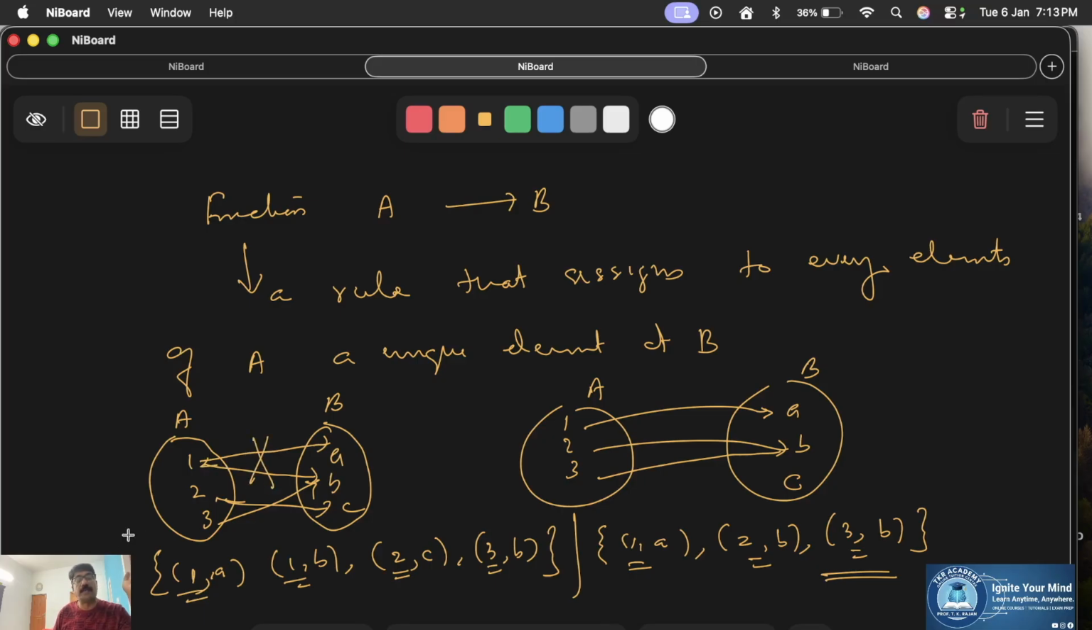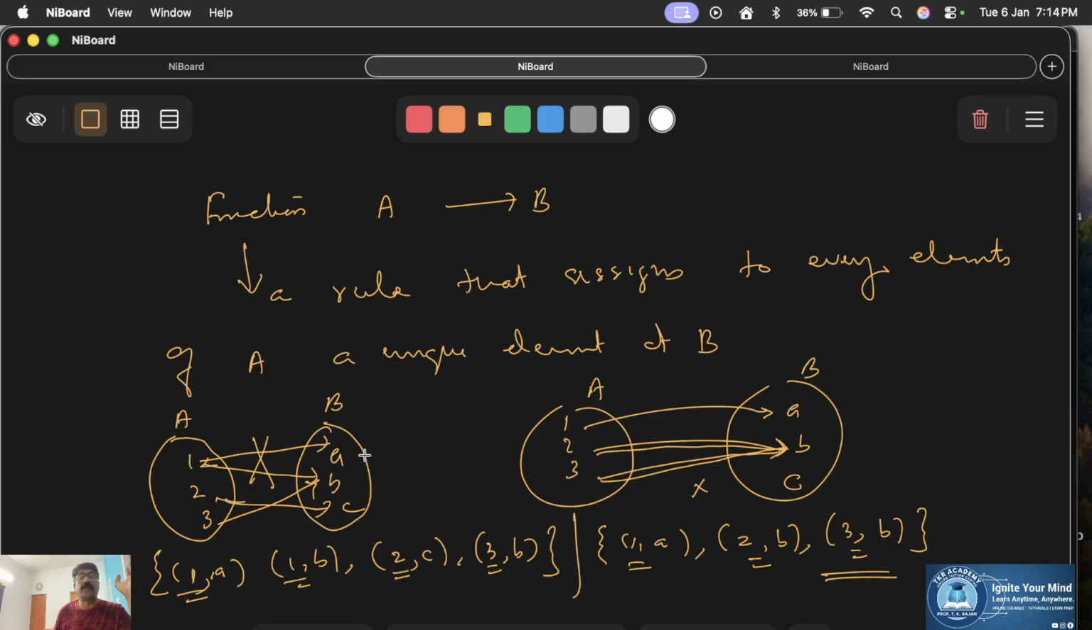This is not allowed. 1 is associated with A, at the same time 1 is associated with B, that is not allowed. Whereas here you see 2 is associated with B, 3 is also associated with B. This is allowed in a function. That is, distinct elements in A can have the same image in B. But an element in A cannot have distinct images in B for it to be a function. So here this is not a function because 1 has 2 distinct images here.